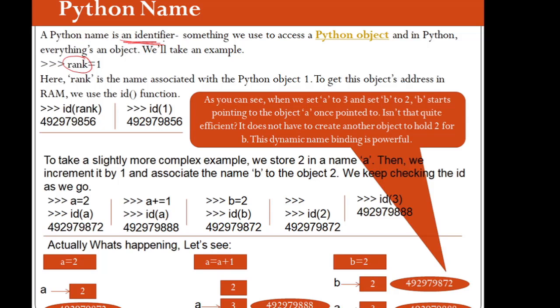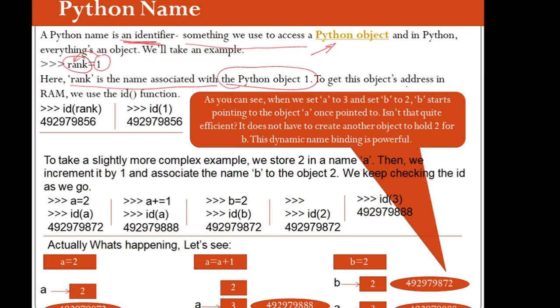A Python name is an identifier, something we use to access a Python object. This is the Python object, and we are accessing it with the name rank. This is your identifier and this is your Python object. In Python, everything is an object. Let's take an example. We have taken a variable rank and assigned the value 1. So rank is the name associated with the Python object 1.